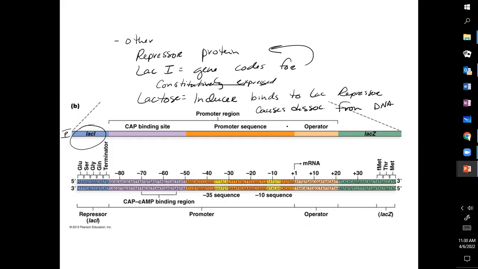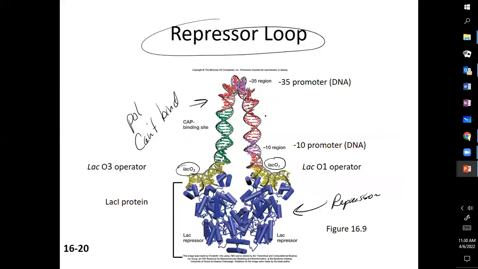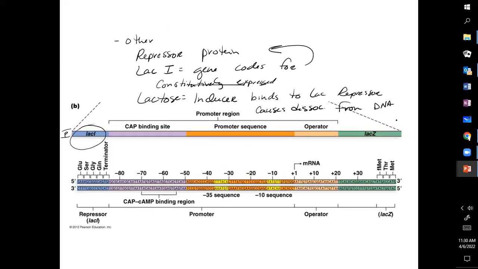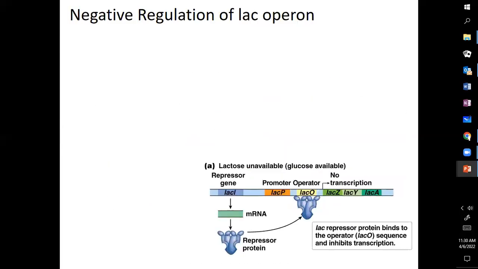So when the repressor is gone, then this repressor loop is gone, and it allows transcription. So this is describing the negative regulation of the lac operon. Let's just take an overview of it. We'll find out there's also some positive regulation, but we're going to nail down negative regulation first, where lactose acts as an inducer.